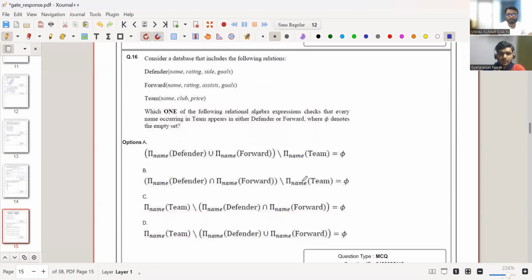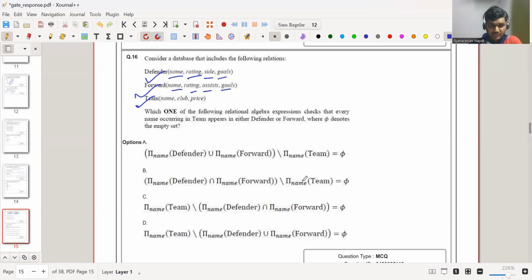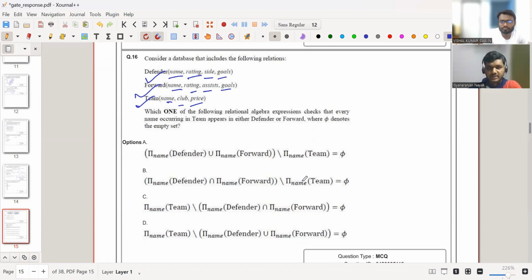So here, consider a database that includes the following relations: first one is Defender, then Forward, then Team. The attributes are name, rating, side, goal in Defender. Similarly, for Forward, the attributes are name, rating, assist, and goal. Similarly for Team: name, club, and price. Which one of the following relational algebra expressions checks that every name occurring in Team appears in either Defender or Forward, where phi is the empty set? So here phi is given as the empty set.